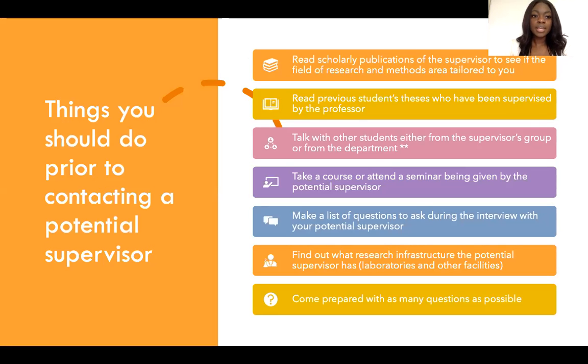So there's a few things that I think it's important to do before contacting your potential supervisor. The first thing is to get a feel of the kind of research that they do. The best way to do that is to read scholarly publications of the supervisor to see if the field of research and methods are tailored to you. Also read previous students' theses who have been supervised by the professor.